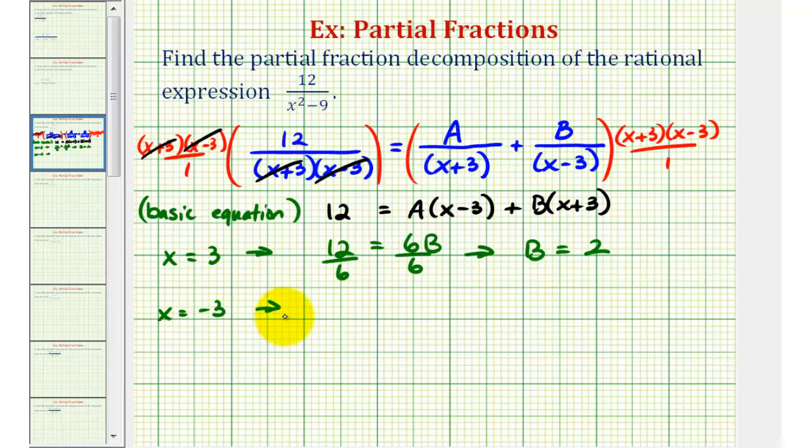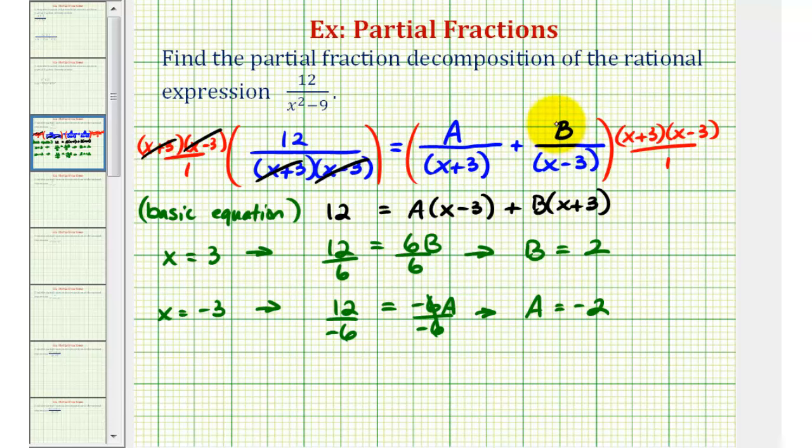So we'll substitute negative 3 for x, which would give us the equation 12 equals, this would be a times the quantity negative 3 minus 3, or negative 6a. And here, negative 3 plus 3 is 0, b times 0 is 0, giving us this one-step equation. Divide both sides by negative 6. And so we have a equals negative 2. And now we'll substitute the values of a and b into our fractions here on the right, which will be our partial fraction decomposition. Notice that a would be negative 2 and b would be positive 2.